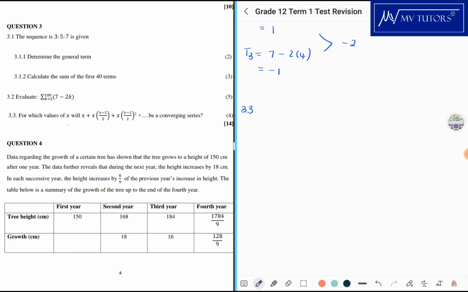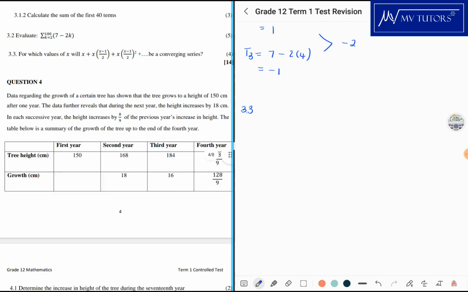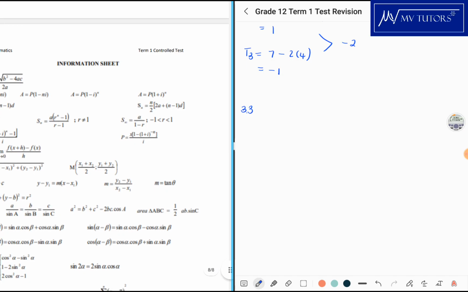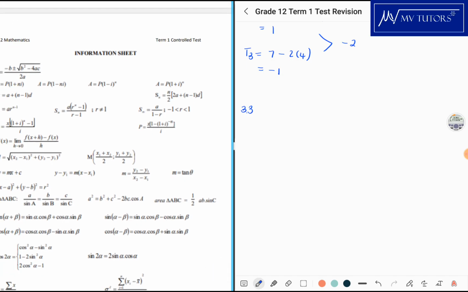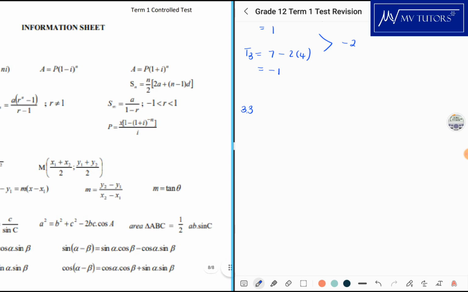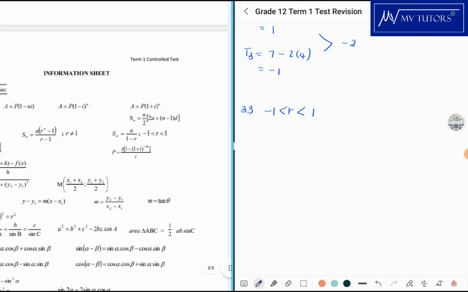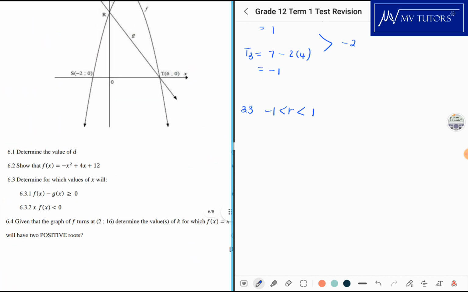It says, for which values of x will this entire sum be a converging series? Now in this case, you need to remind yourself, what are the conditions for convergence? All right, let's see if we have a formula sheet here. Okay, so for convergence, remember whenever we deal with converging series, we're dealing with sum to infinity. And what are the conditions? They're not asking for the sum to infinity. They're just basically asking for the value of x. So converging series, basically you have your common ratio that is in between -1 and 1. All right, that is the condition. Now let us go and get what R is.